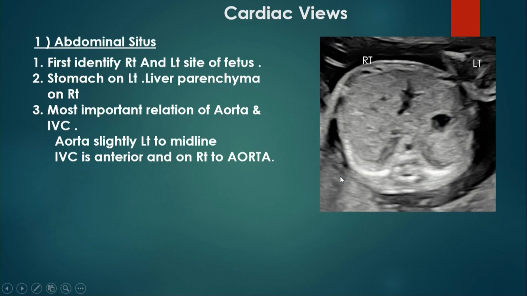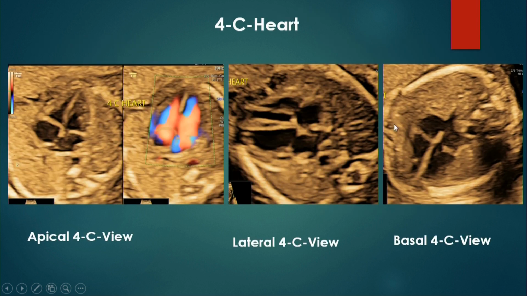Coming to the views, the first view is the abdominal situs. You know how to identify the right and left side of the fetus. This is the left side, the stomach is on the left side, the liver parenchyma is on the right side, but most important is the relationship of the aorta and IVC. The aorta is slightly left to the spine, and the IVC is anterior and to the right of the aorta.